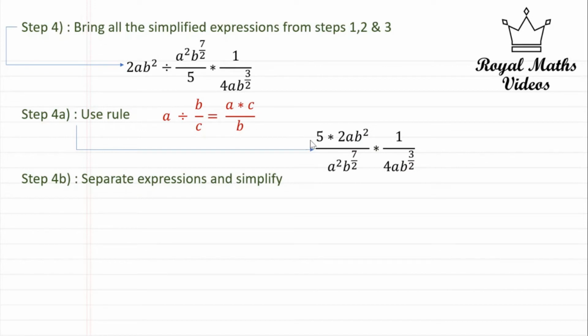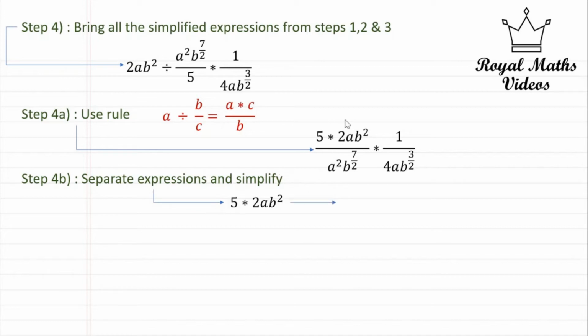So this becomes 5 times, as you can see over here, this 5 moves over here. So 5 times 2ab squared divided by this here, which is a squared times b to the power of 7 over 2, times this expression here, which is 1 over 4 times a times b to the power of 3 over 2. Now what we need to do next is separate the expressions and simplify.